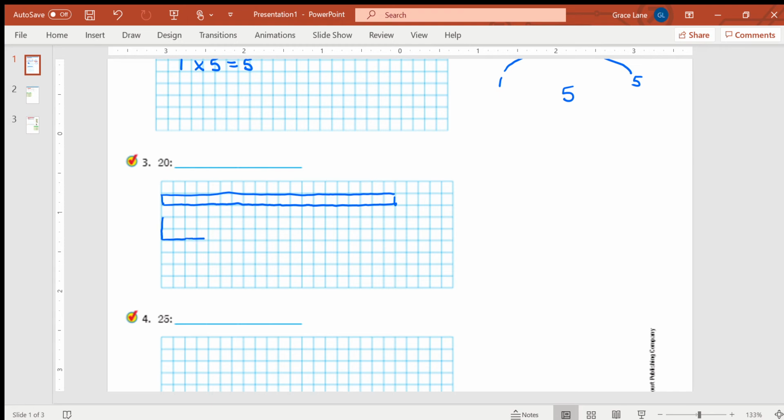2, 3. I think that's 10. So 2 times 10 I know is 20. And then you could think of more ways to make 20 with different rectangles, different arrays. Again, might not always be the easiest way to do it.